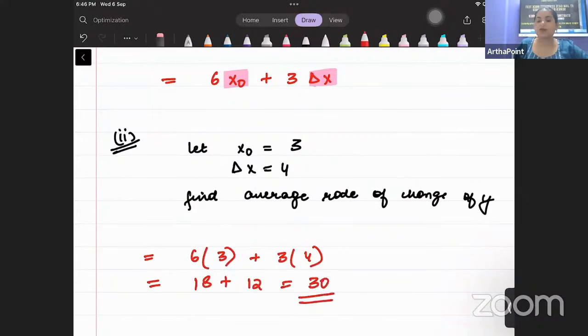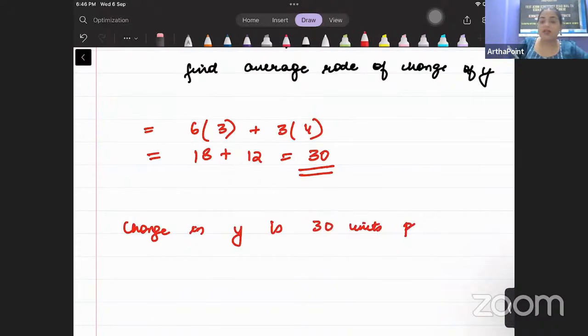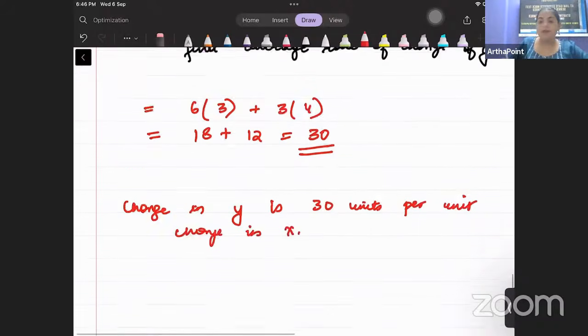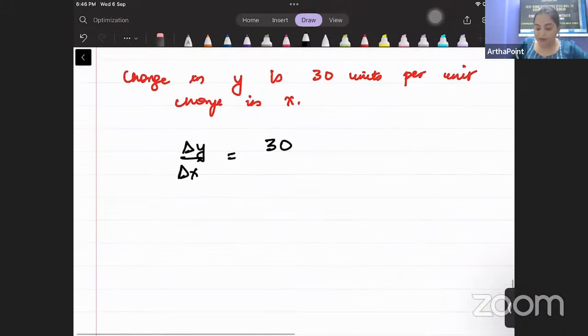This will be 30. So change, how do I interpret this? Change in y is 30 units per unit change in x. Matlab, I am saying that change in y by change in x, this is coming as 30. So beta, when I will put change in x as 1, what will I get?